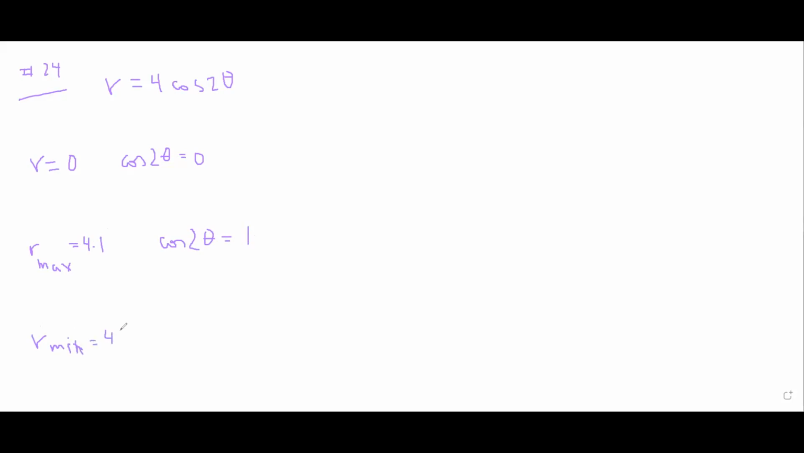So 4 times negative 1. Okay, so that happens when cosine 2 theta is negative. So in a way, it's kind of a similar process to find these solutions. Now it's for a cosine function, so we are concerned with x coordinates.